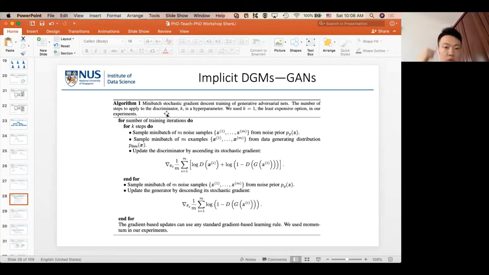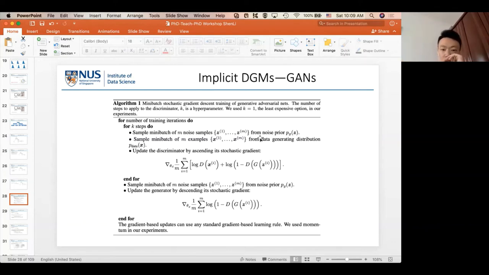So we will go along this algorithm. For the number of training iterations, we take k steps for the discriminator, and we take one step for the generator. For each step taken for the discriminator, we draw a mini batch sample from the latent space. You see that this latent space is actually chosen to be a Gaussian or unit Gaussian, and we draw m noise samples, z1 all the way up to zm, and form a mini batch.